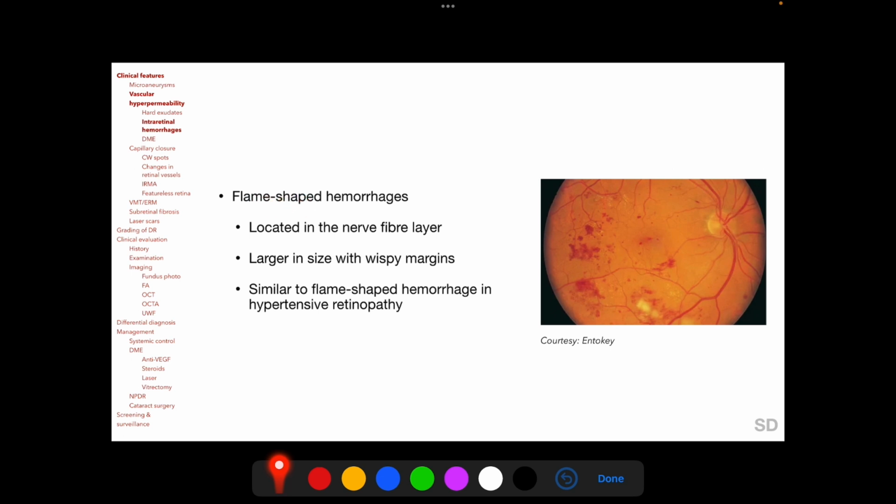Flame-shaped intraretinal hemorrhages, as seen here in this color photograph, are located more superficially in the nerve fiber layer, and because of their location in the nerve fiber layer, they appear to have wispy, feathery margins, and they are similar in appearance to flame-shaped hemorrhages in hypertensive retinopathy.